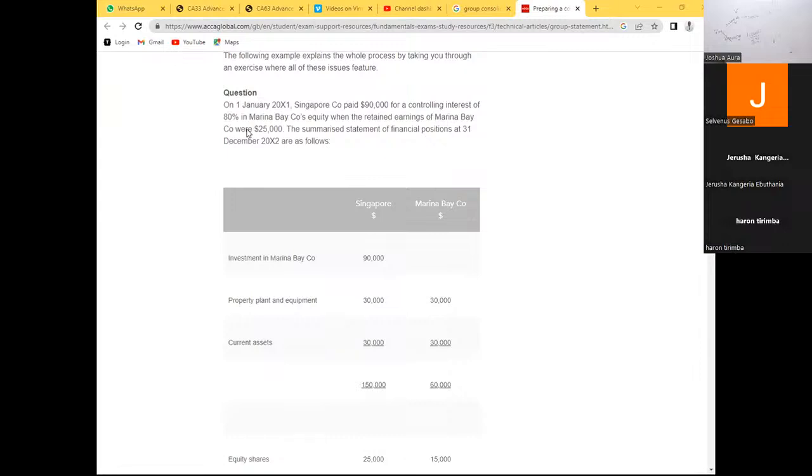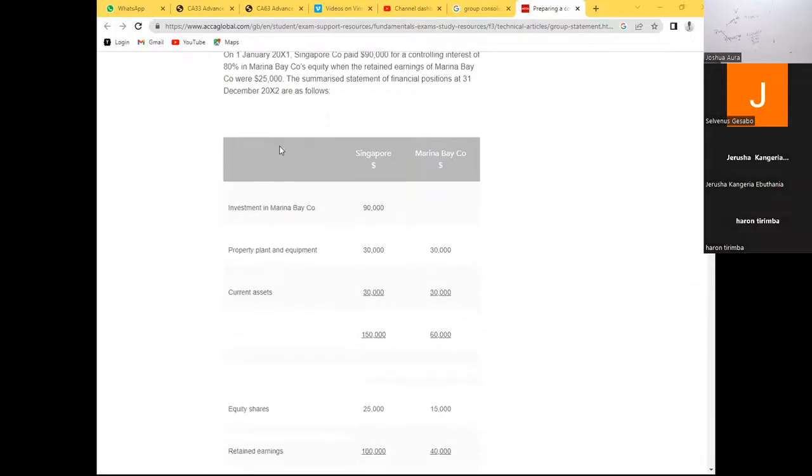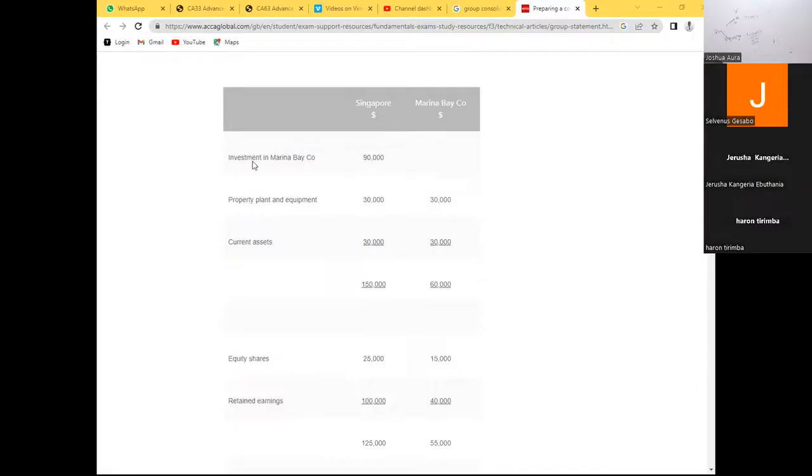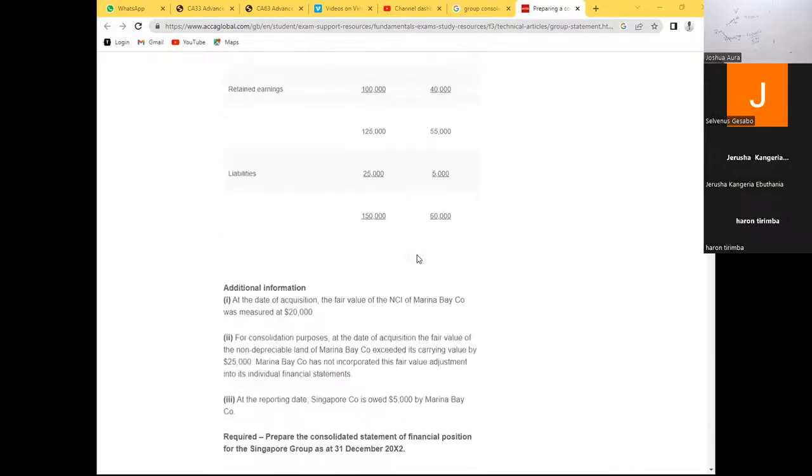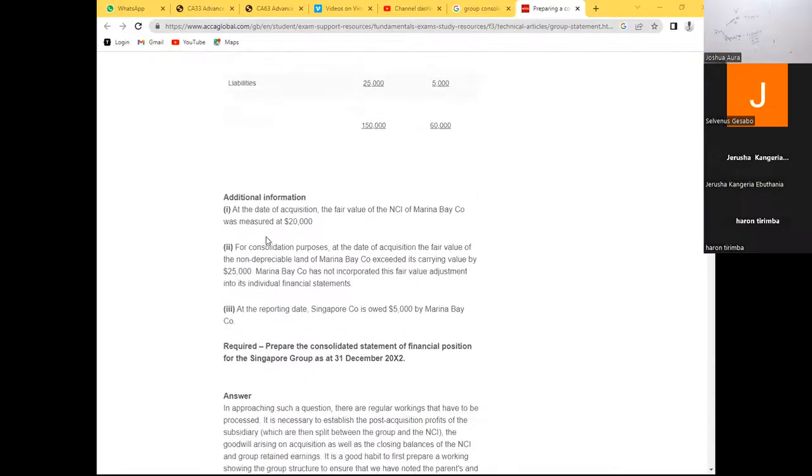The summarized statement of financial position as at 31st December 2022 are as follows. They've given us the investment in Marina Bay, Singapore, that bought Marina Bay, $90,000. They have property, plant, and equipment, current assets, etc., equity shares, etc. It says that at the date of acquisition, the fair value of the NCI of Marina Bay Company was measured at $20,000.